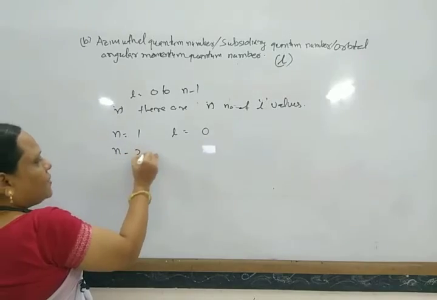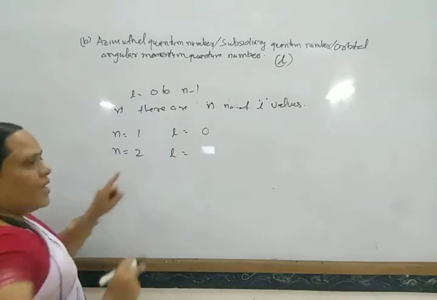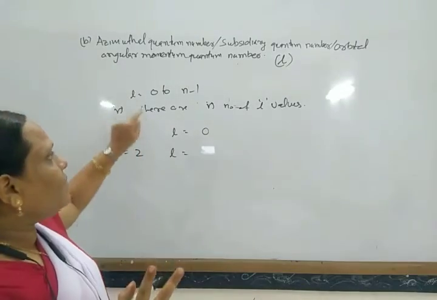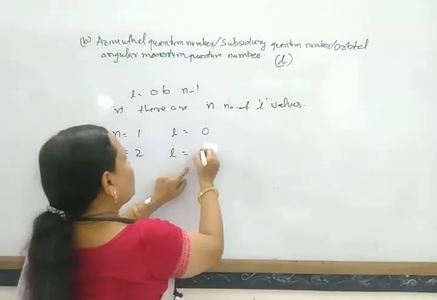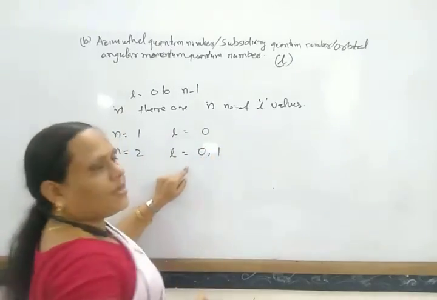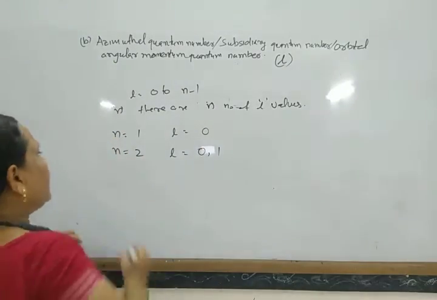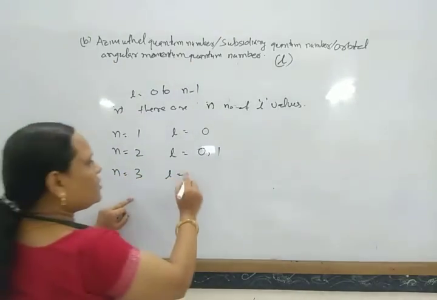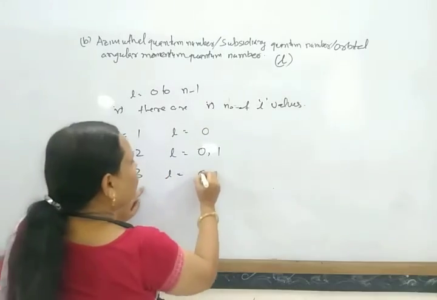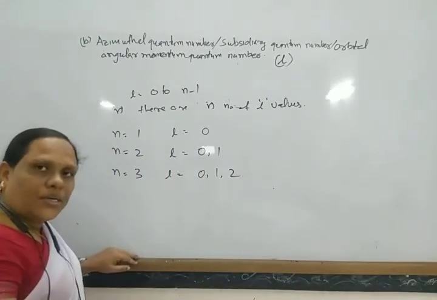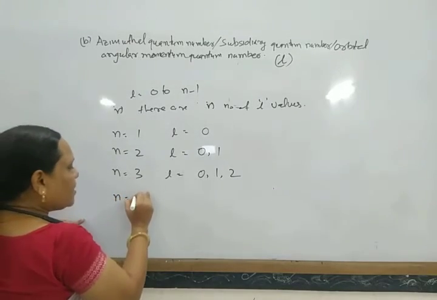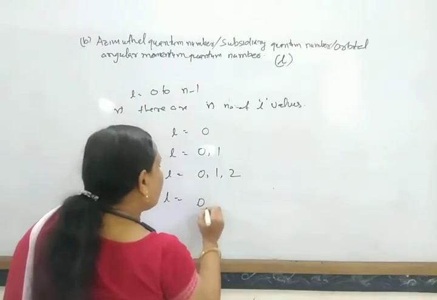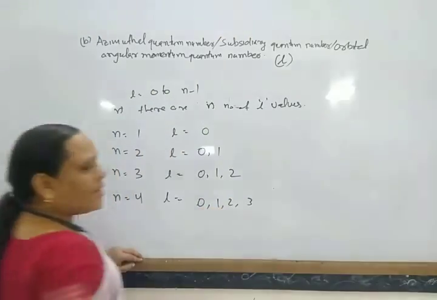Similarly, for n equal to 2, what is the L value? L has two values, and what are the values? 0 to n minus 1. So first 0, then 2 minus 1, that is 1. So 0 and 1. Similarly, for n equal to 3, L has three values, and the three values are 0, 1, 2. Similarly, for n equal to 4, L has 4 values, and the 4 values are 0, 1, 2 and 3.